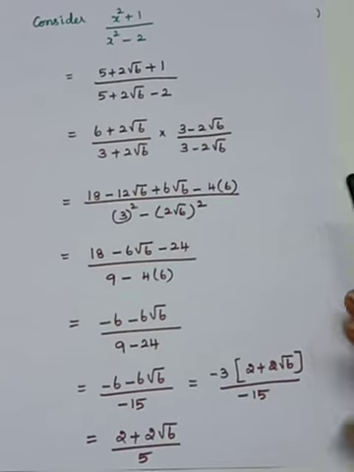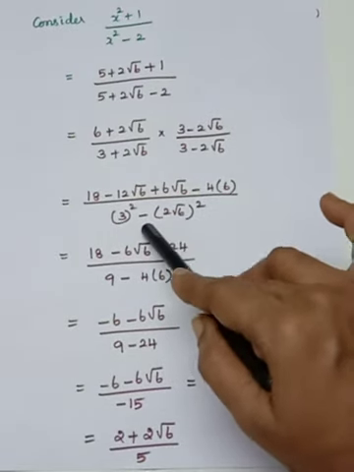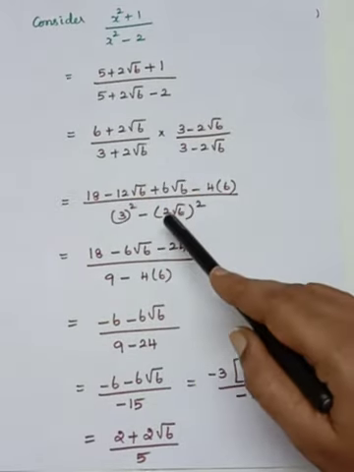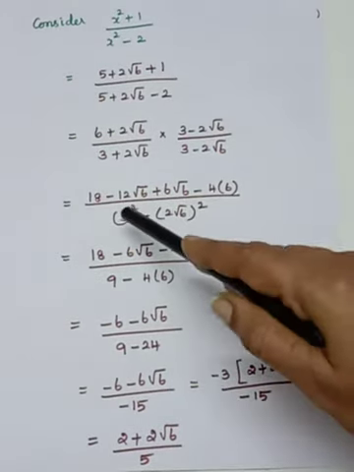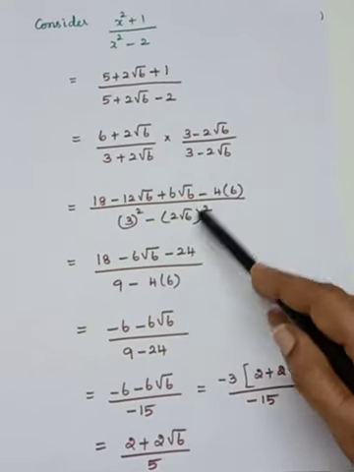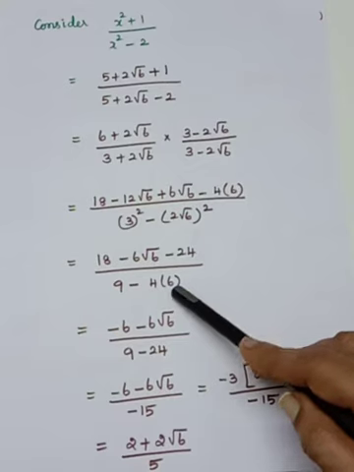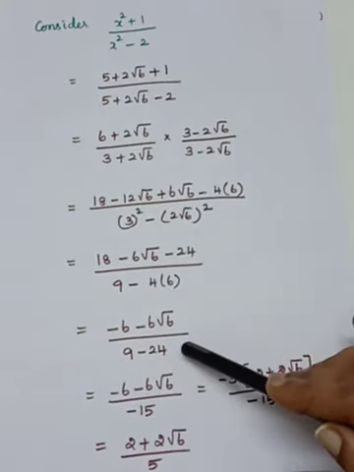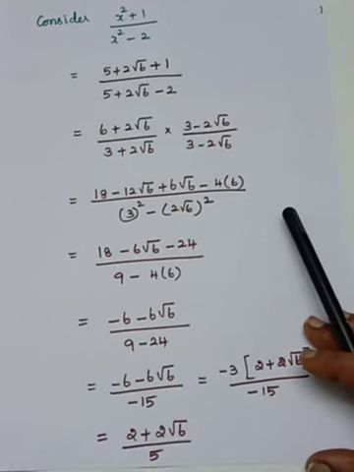So it is a squared. What is your a? 3. So 3 squared minus b squared. What is your b? 2 root 6, the whole squared. Okay. So 3 squared is 9 and 2 squared is 4. Root 6 the whole squared is 6. Okay. So 9 minus 24, that is minus 15. So I have explained the denominator.